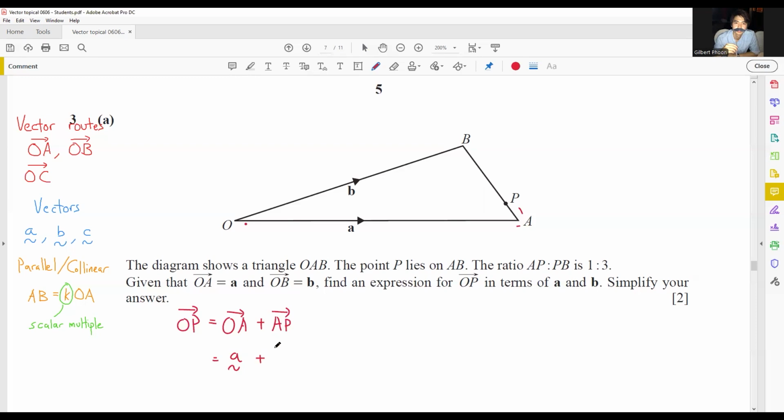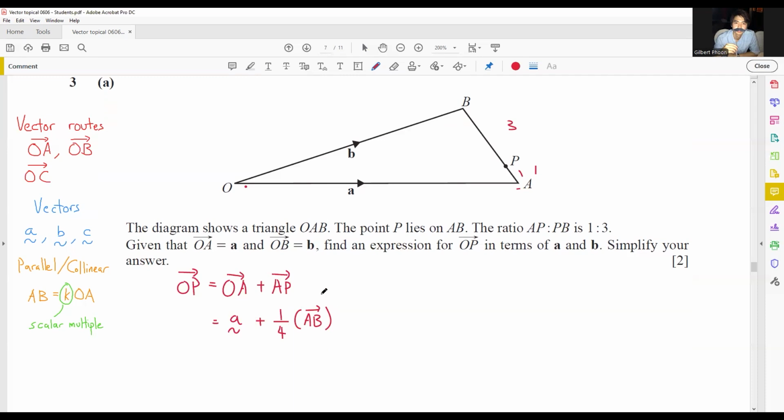Whereas A to P, as mentioned earlier, AP to PB is a ratio of 1 to 3. So this is 1 part and this is 3 parts, making it a total of 4 parts here. Then, like I mentioned, A to P is 1/4 of A to B, which I will write down like this, 1/4 of A to B. Okay, I like to break down the questions as much as possible so that it becomes very easy to obtain the correct answer.